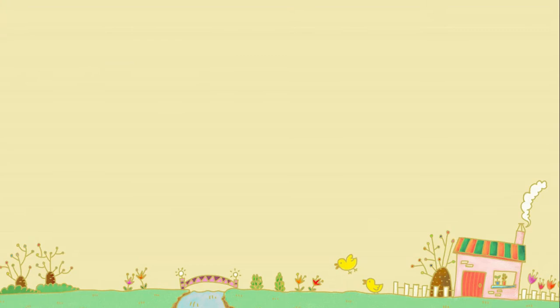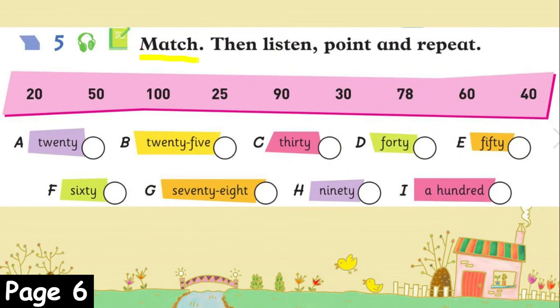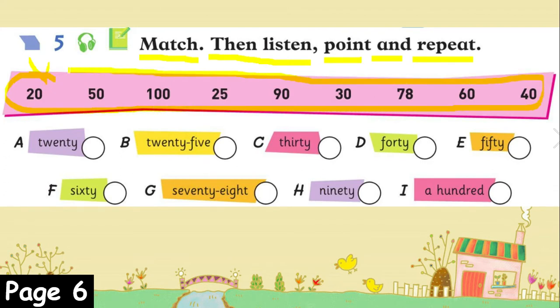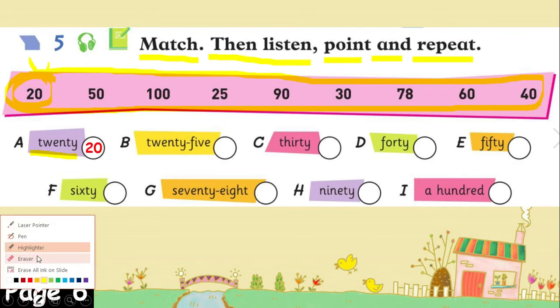Okay, so next, let's go to your student's book, page 6. Okay, match. Then listen, point, and repeat. So you are going to choose your answer in this box, okay? In this purple one, or the pink one. Okay, so let's start. We're going to look for the number. First, you need to read the number words and then you're going to look for the number, okay? So for letter A, this is 20. So you're going to look for 20 in this box, okay? So this is 20. So you're going to write your answer in the circle.